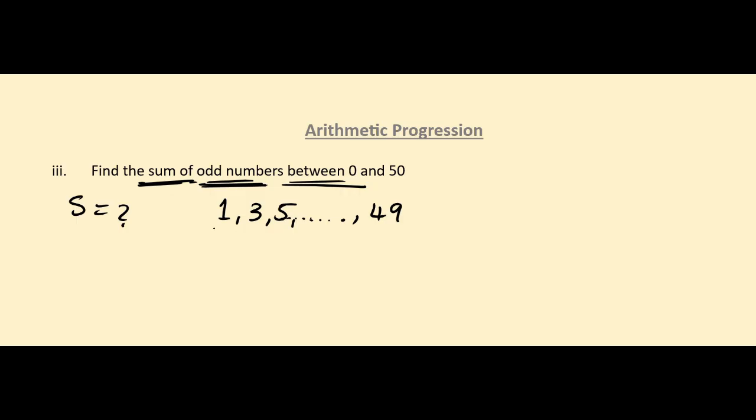So this is in the form of an AP, correct? The difference is a fixed number, correct? That's why this is in the form of an arithmetic progression. So here the first term a is 1. The common difference d is 2. And the last term, L, is 49.